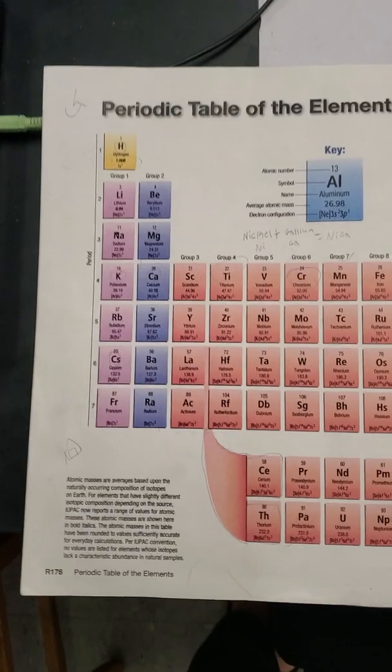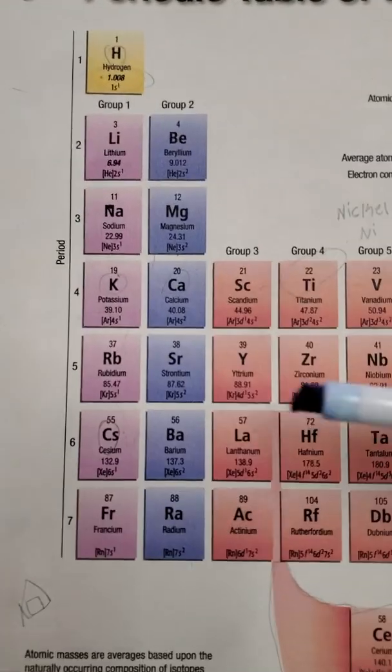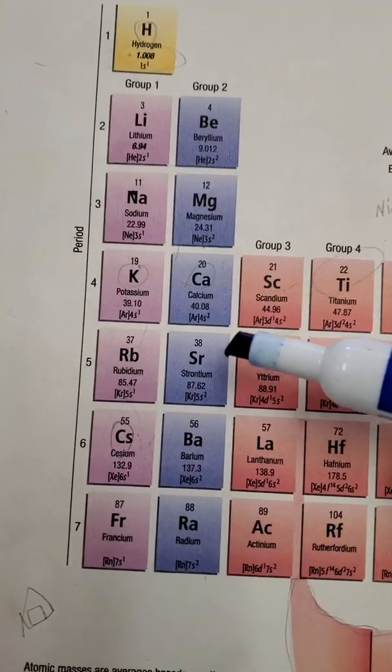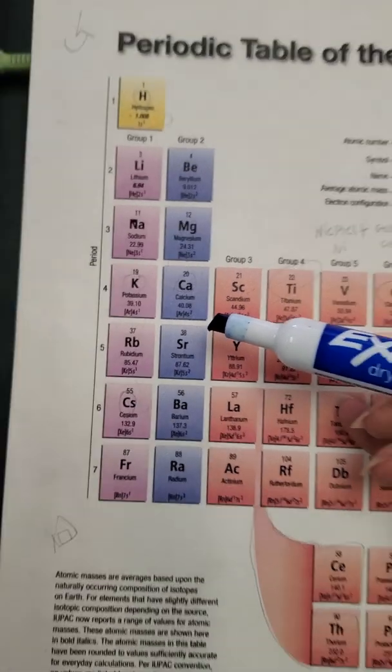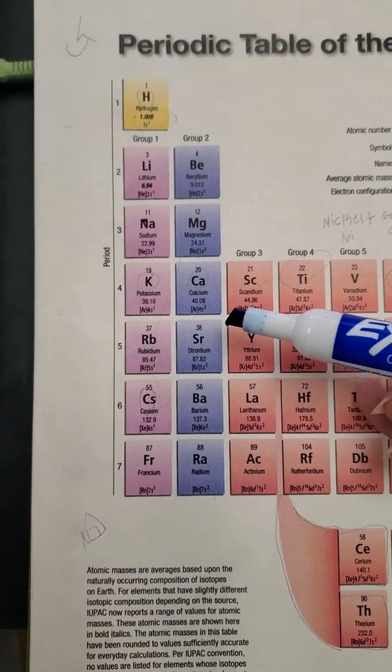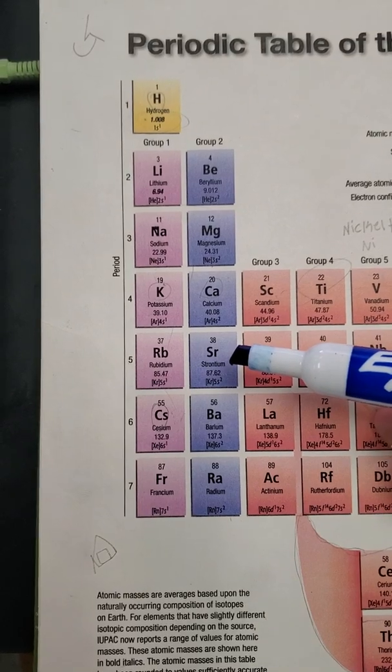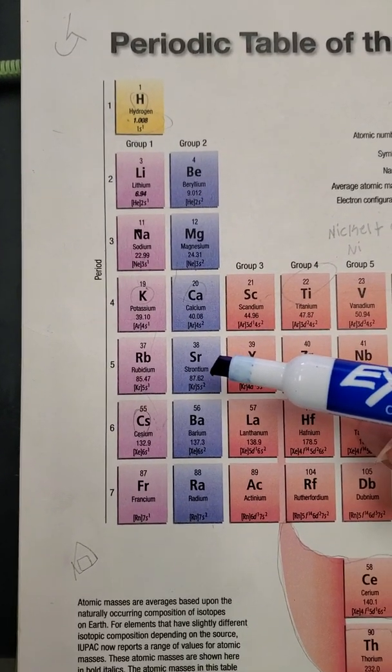All right, so let's say I want to draw the Lewis structure for something like, I don't know, strontium. Well, strontium has 38 electrons, so drawing the Bohr model would take a lot of work. That'd be a lot of circles. But if I draw the Lewis structure, all I have to do is draw the valence electrons.